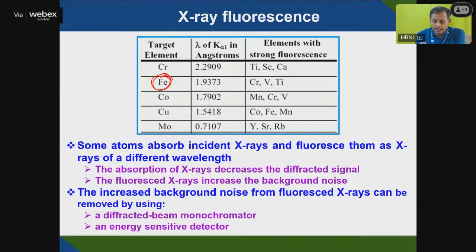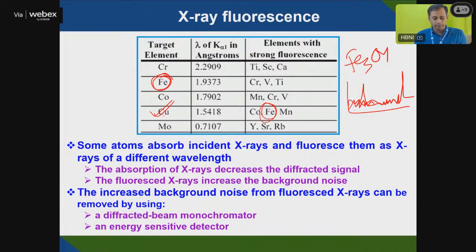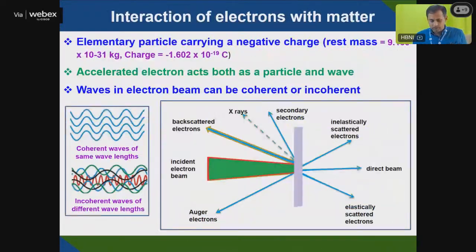in the case of a copper target, iron can give you fluorescence. Because of that, if you work on Fe3O4 material, you will see your background is very high. With the peak, your background noise is very, very high because this X-ray fluorescence contributes to the background. Some atoms absorb incident X-rays and then emit characteristic fluorescence X-rays. So depending on this, if you take a molybdenum source for an iron sample, you will not see the fluorescence effect. So that is used.